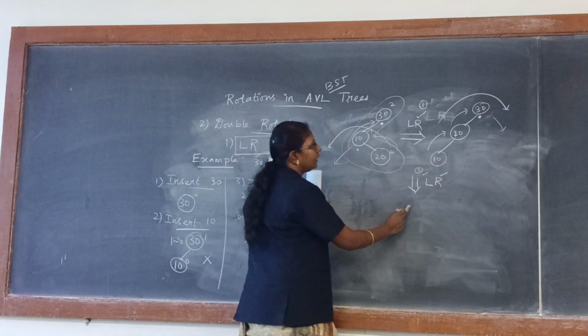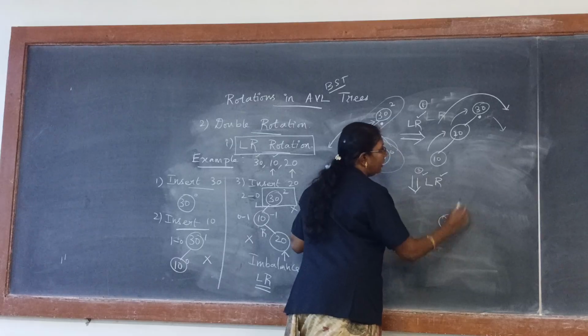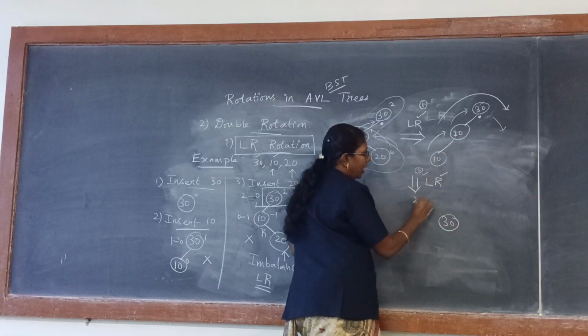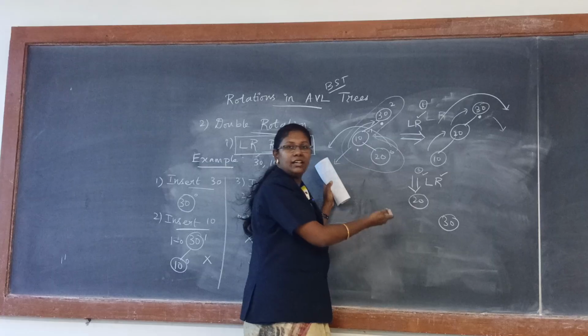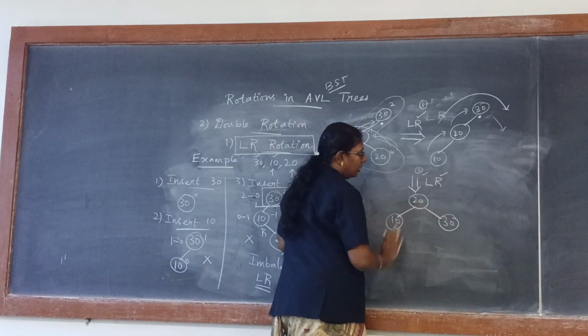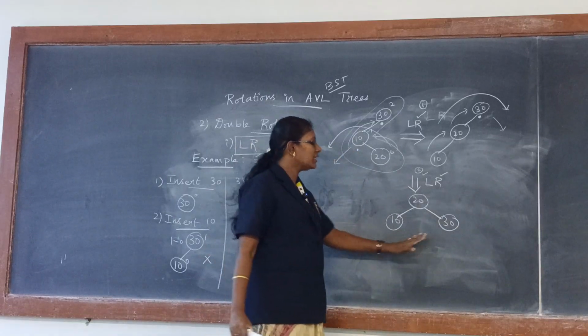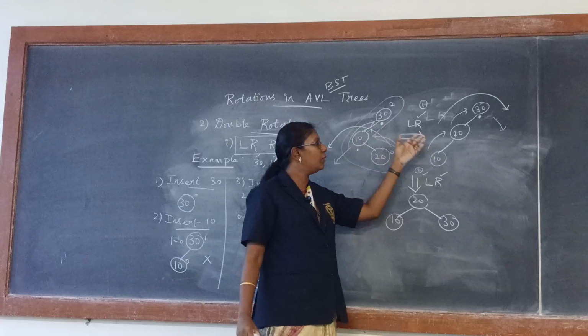So now the resultant will be 30 will come to the right side and 20 will become the root node and 10 will be the left child of 20. So here one tree has been achieved. Now we have constructed this tree with the help of the rotation.